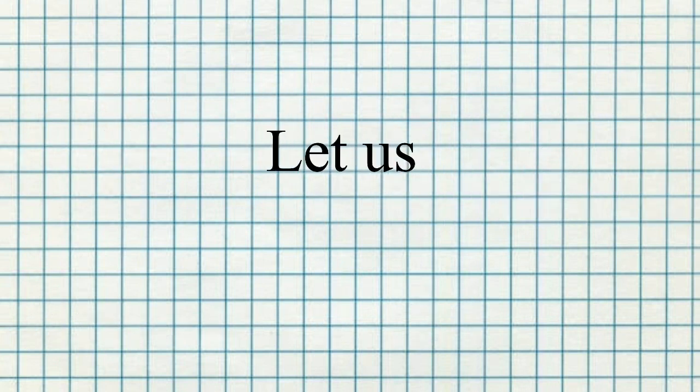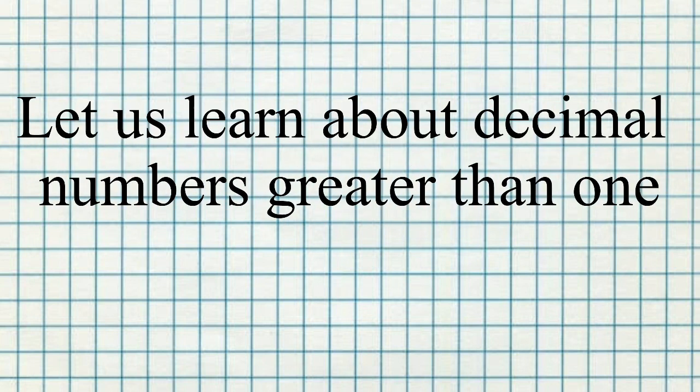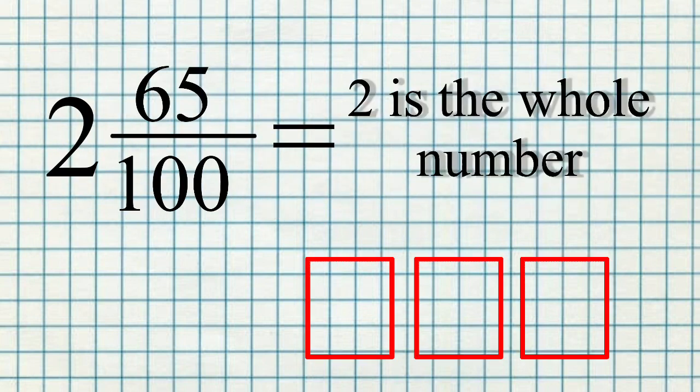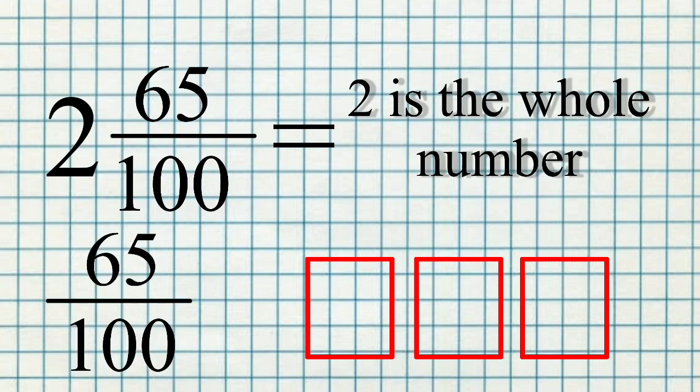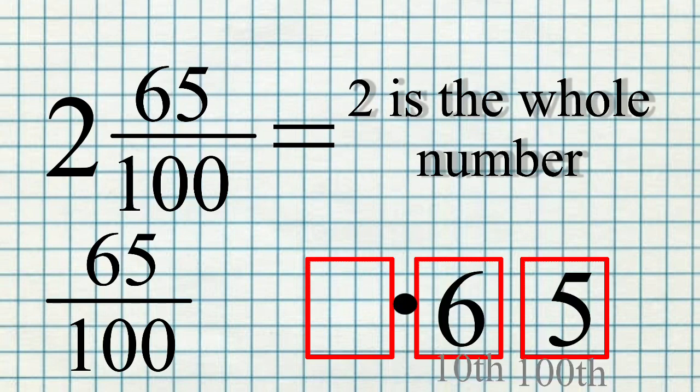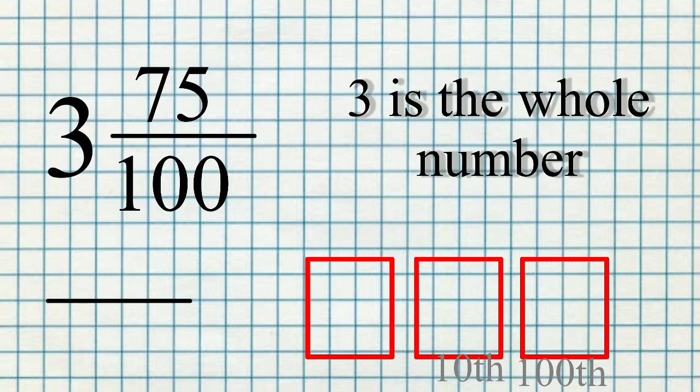Let us learn about decimal numbers greater than 1. 2 whole 65 by 100. Here 2 is a whole number, so we keep this number aside. Now we have 65 divided by 100. 6 will stay in the house of 10th and 5 will stay in the house of 100th. The point will be placed before 6. The whole number is always placed before the decimal point. So 2 will be placed before the point. The answer is 2.65.